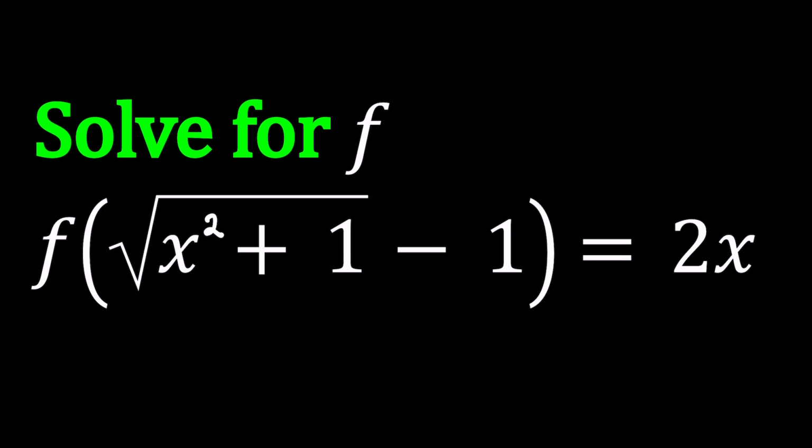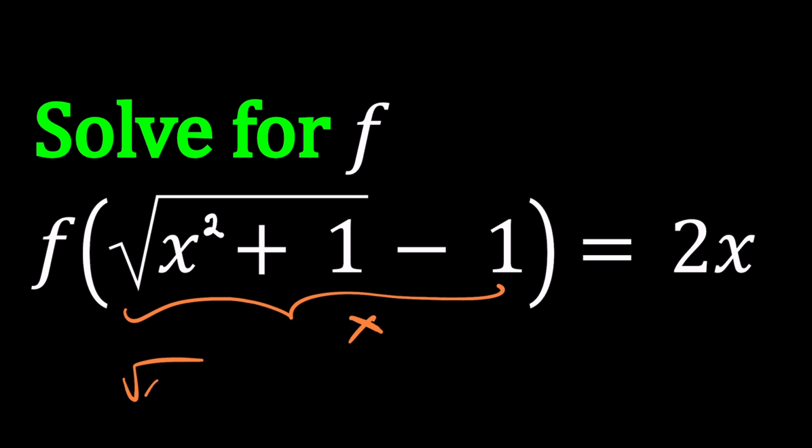Hello everyone. In this video we're going to be solving a functional equation. We have f of square root of x squared plus 1 minus 1 equals 2x, and we're going to be solving for f, which means we're going to try to find an expression for f of x in terms of x. Now when you get an equation like this, some people think that to find f of x we just need to set the whole thing equal to x.